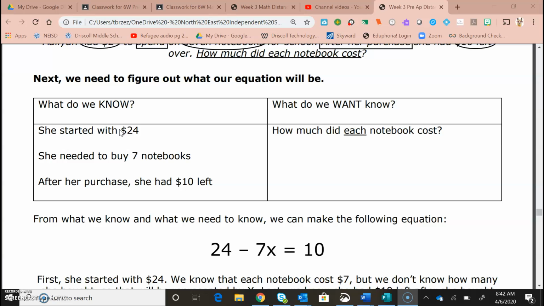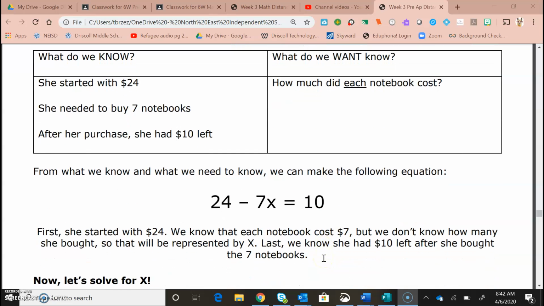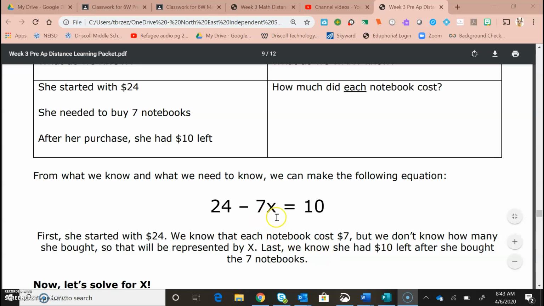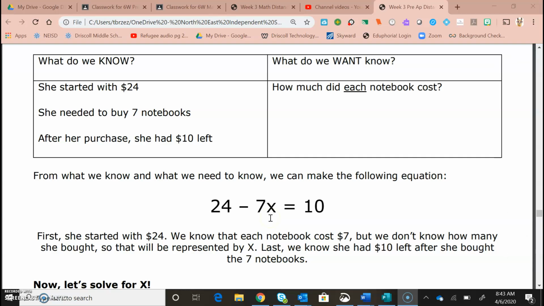From what we know, we can figure out the following equation: 24 minus 7x equals 10. First, she started with $24. We know that each notebook costs $7, but what we don't know is how many notebooks she bought. So that's represented by x. Last, we know that she had $10 left after she bought the notebooks.